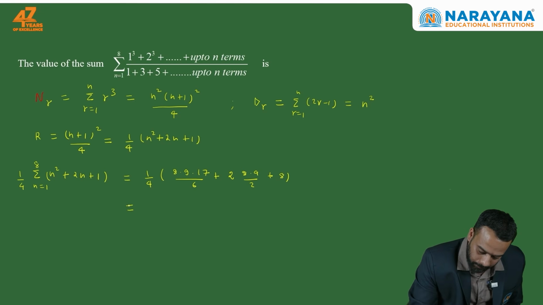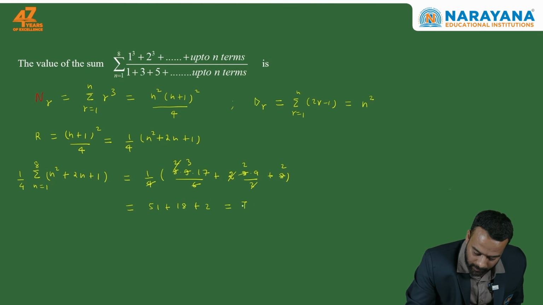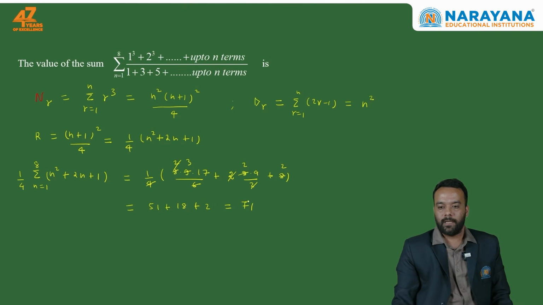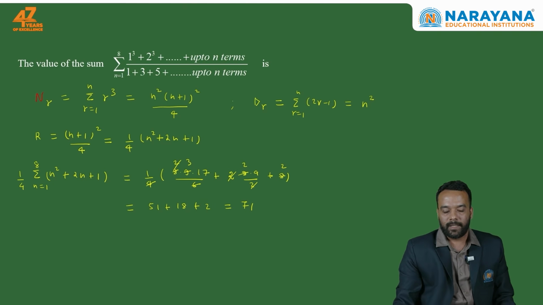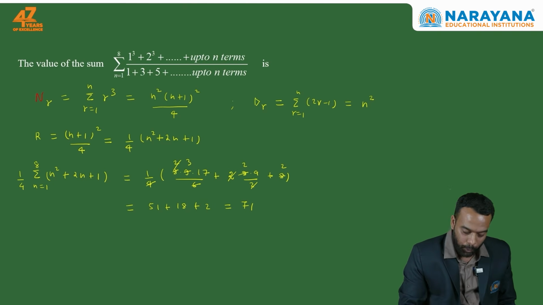So if you see, 4 will go inside, 2, 2 and 2. This 2 and this 2 get cancelled. 2 3s are 6, 3 3s are 9, 17 3s is 51, 9 2s is 18 plus 2. 18 plus 2 is 20, 20 plus 51 is 71. So we can see that this question is solely based on sequence and series. Now we'll proceed to the next question.